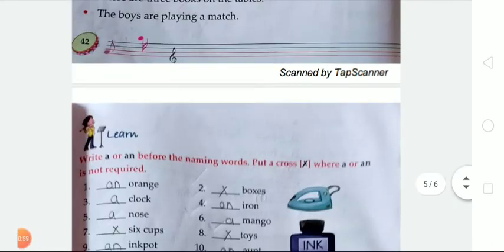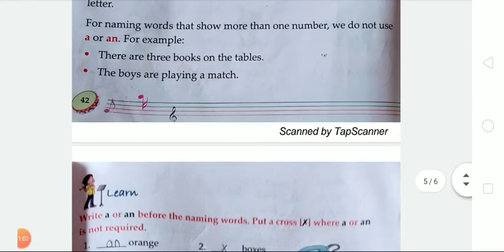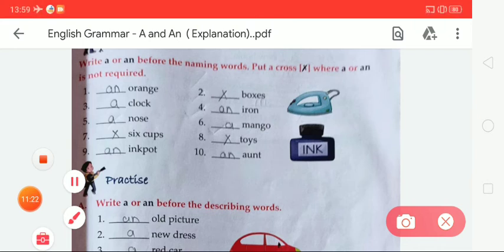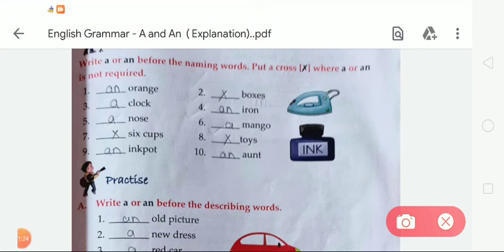So according to this knowledge, we have learned that we should only use a or an with the naming words that are only one. Okay, we should use a or an with only one person, place or thing. We can't use it with more than one person, animal, place or thing. So here we have to do the next given exercise, that is write a or an before the naming words, put a cross where a or an is not required. Okay, whenever the things are more than one, we can't use a or an. So let's do the given exercise. So there is an orange. What will be used before the orange? We have to use here an.